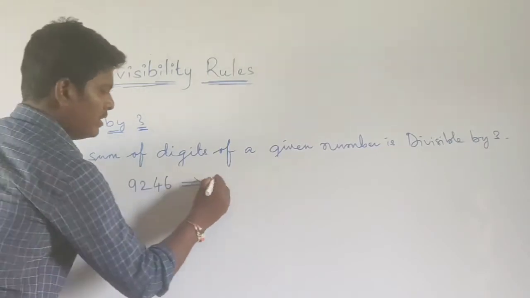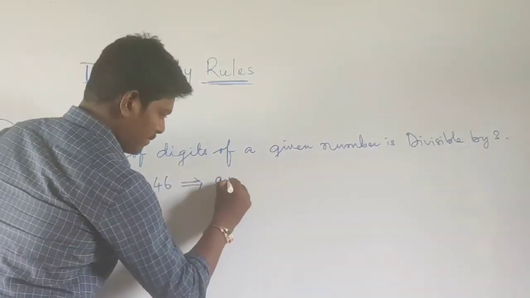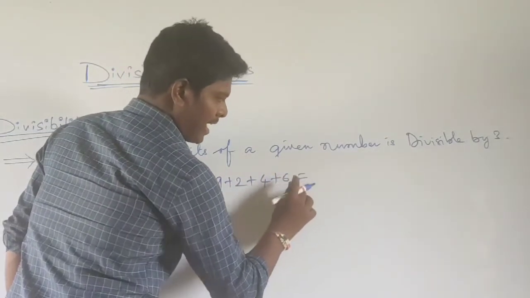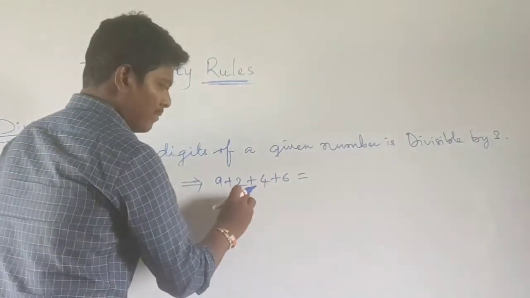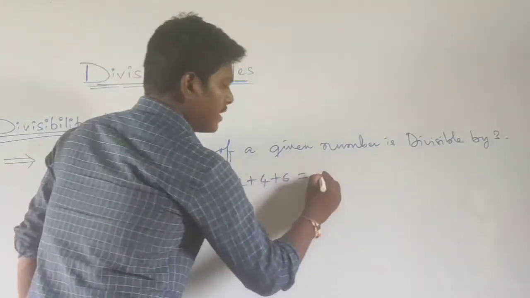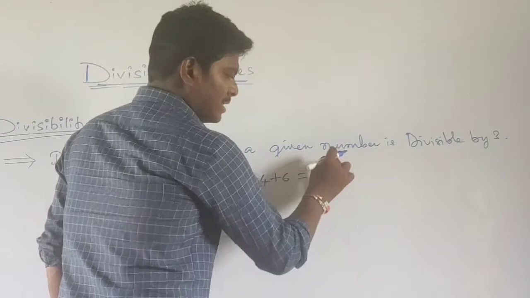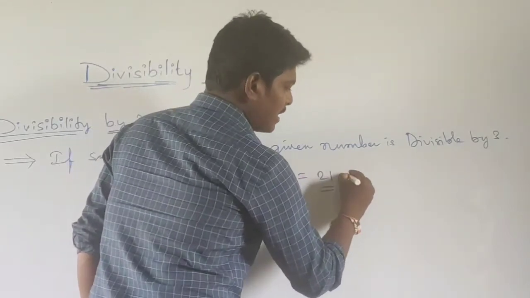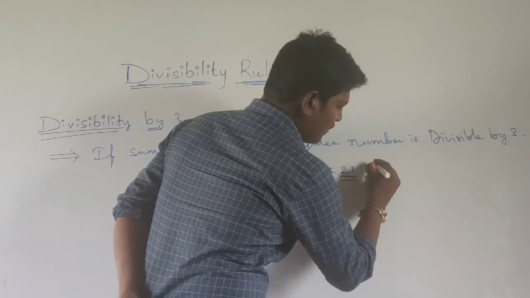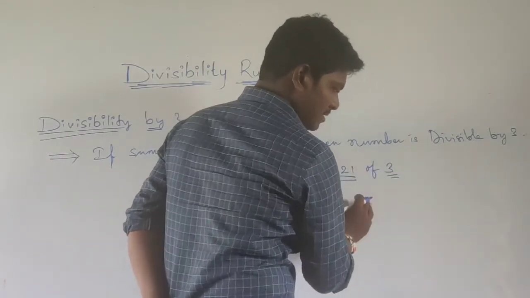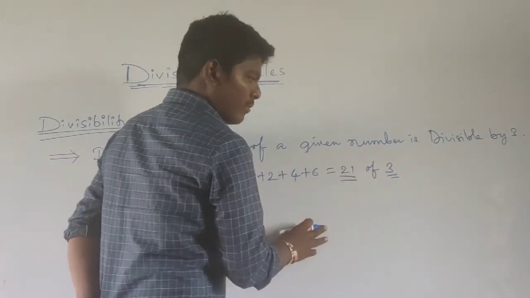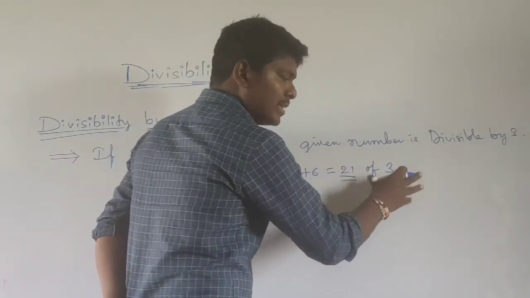We do one thing here first: 9 plus 2 plus 4 plus 6. If we add these numbers, we get 9 plus 2, 11. 11 plus 4, 15. 15 plus 6 is 21. Definitely this 21 is a multiple of 3. It means we can divide 21 by 3 with no remainder. So 21 is divisible by 3.